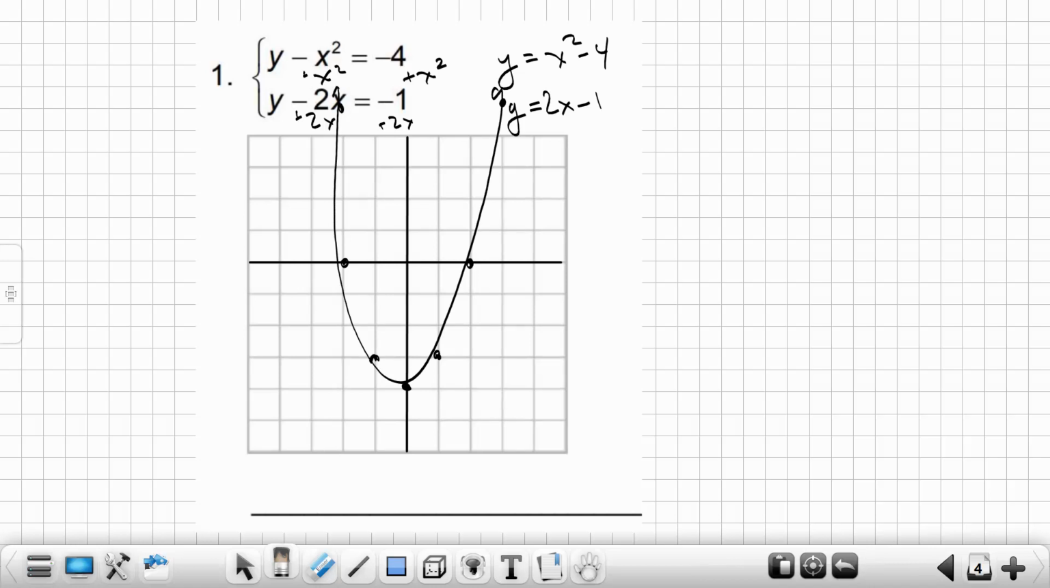All right. There's my best horrible parabola. Now we draw the line. Okay, it goes through -1 on the y-axis and goes up 2 over 1. Don't forget the slope is rise over run, up 2 over 1.